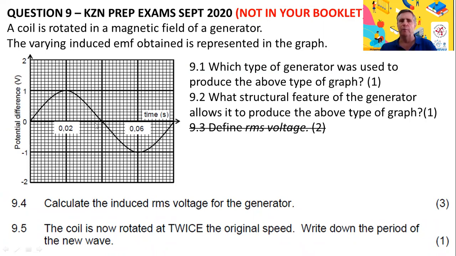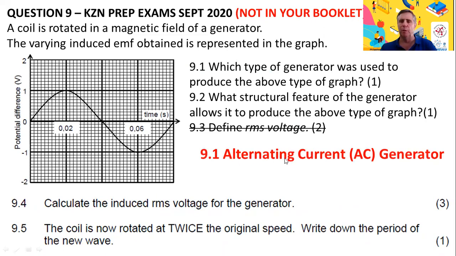So here you had a graph when a coil is rotated in the magnetic field of a generator. This is the induced EMF, which you can clearly see is alternating. It's changing from +1 through 0 to -1. So that helps us answer 9.1. Which type of generator was used? Well, it must have been an alternating current or AC generator, because the current or voltage alternates, it changes. 9.2, which structural feature allows it to produce the above type? Well, it's the slip rings. I hope by now you know the difference between slip rings and a split ring commutator.